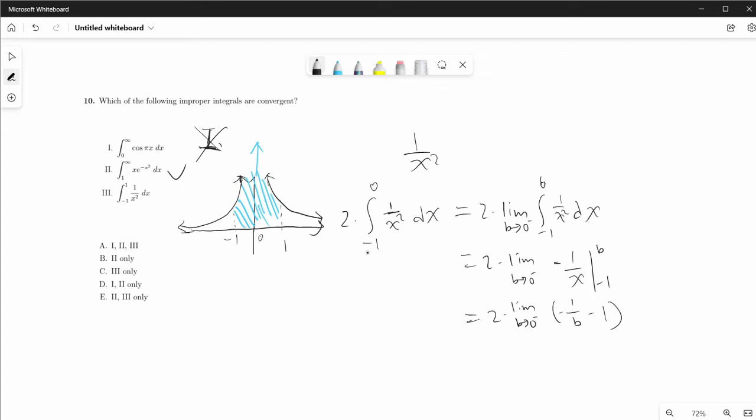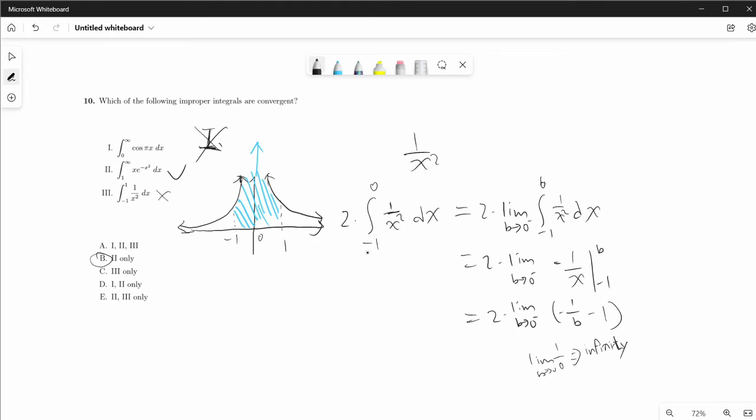And in this case, if I take the limit of b approaching 0, it would be 1 over 0. This is infinity, or rather, the limit of this is infinity. Any limit of 1 divided by something approaching 0 will be infinity. So that means that number 3 does not converge. And that will bring us to 2 only, right?